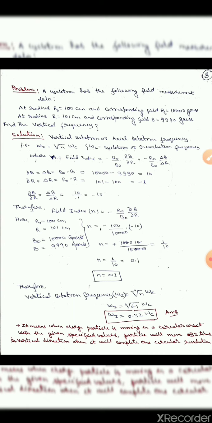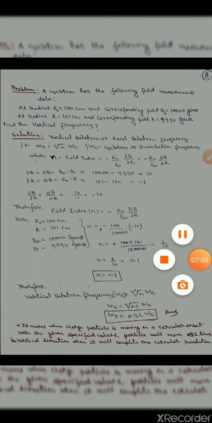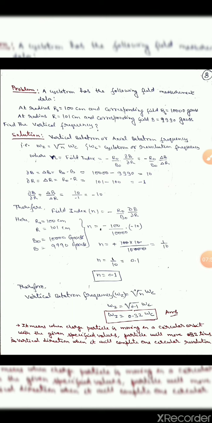So today we have finished this third unit, that is beam transport, and I have solved several numerical problems also. Tomorrow onwards I will start the fourth unit, that is application of accelerators in condensed matter physics, solid state physics, nuclear physics, and several branches of science.